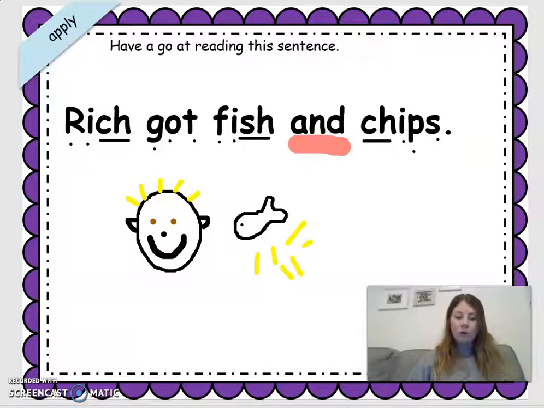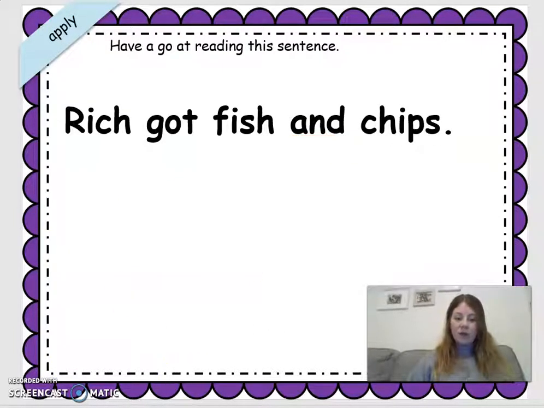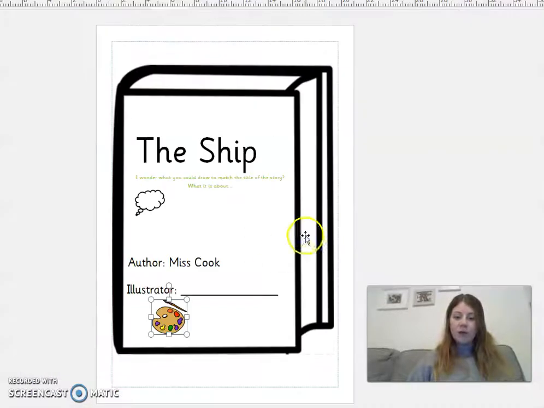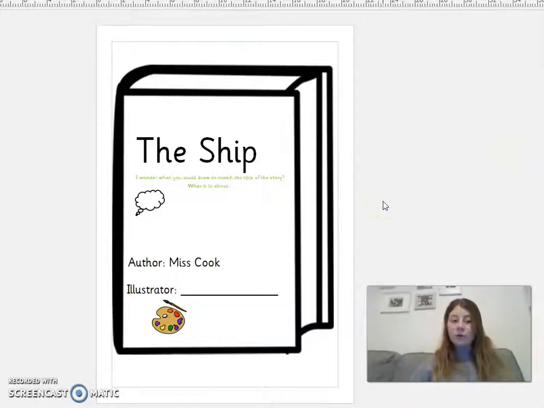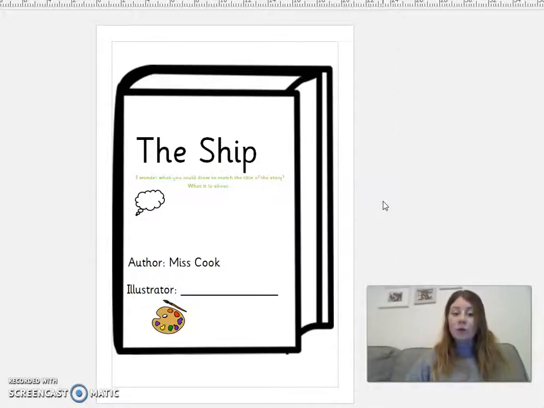Now, what you're going to do today is you're going to have a go at making your own storybook. And yours is about a ship. Now, you might like to print this off, or you could get your grown-up to write the sentences for you and then you can read them. You might also like to use a highlighter or a crayon or a coloured pen so that you can look for those digraphs, you can look for those camera words, and it will help you with being able to read all of the words, okay?